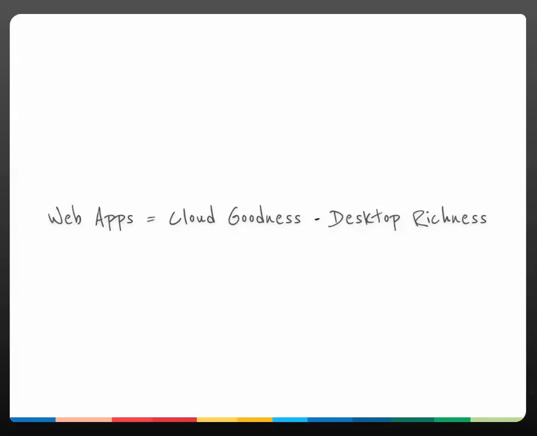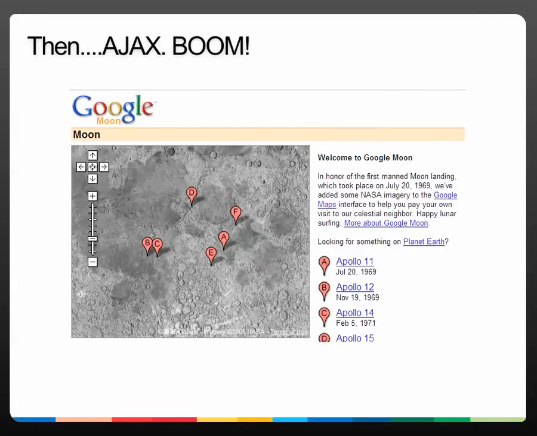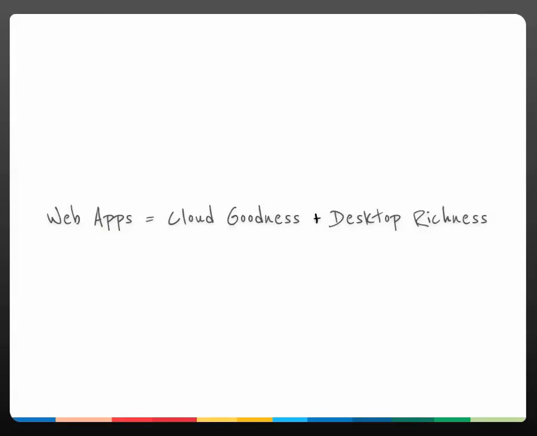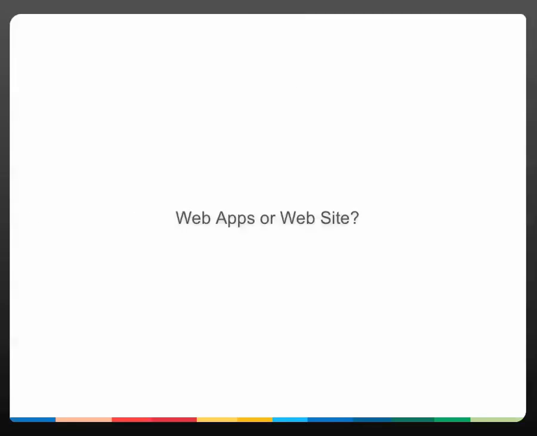Back in the days, web apps could be seen as the goodness of the cloud, but without the desktop richness. And then came Ajax and Google Maps and lots of other very impressive things, and boom, combined with HTML5, today web apps combine cloud goodness with desktop richness.